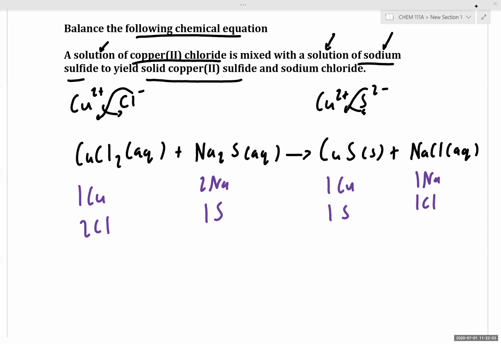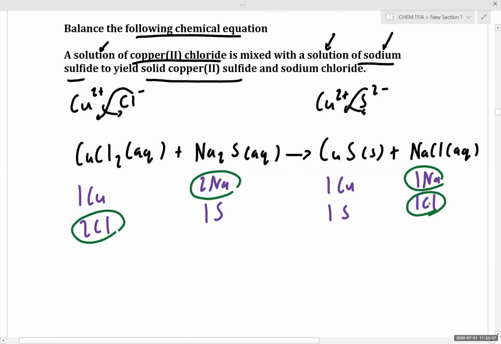Perfect. So looking at our number of atoms of each element, we see that sodium and chlorine are not balanced. So let's start with sodium. 1 times what would give us 2 sodium atoms and 2 chlorine atoms? 1 times what would give us 2? 2, yep.